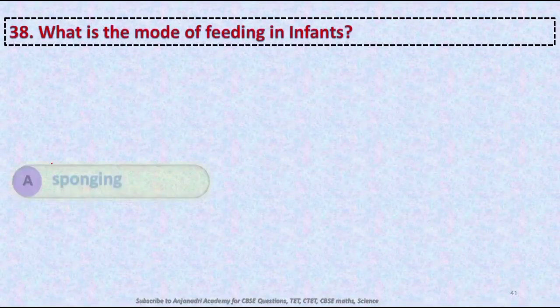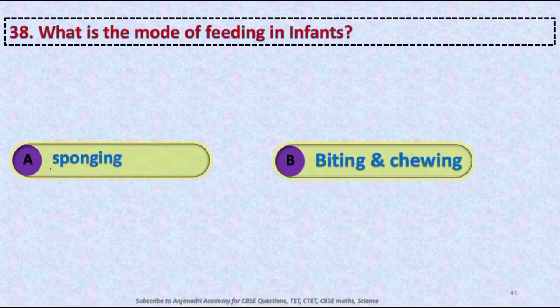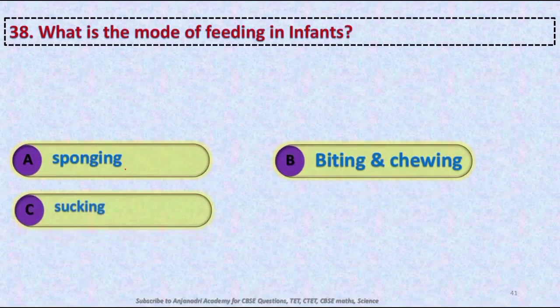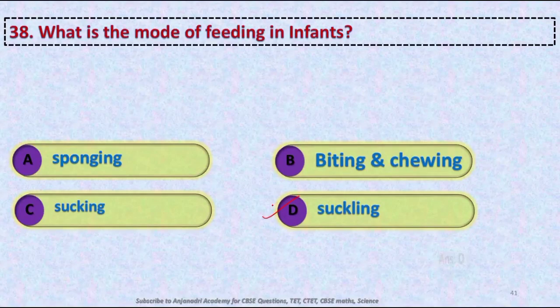What is the mode of feeding in infants? Sponging, biting and chewing, sucking. Option D, suckling. Answer is option D, suckling is the correct answer for this question.